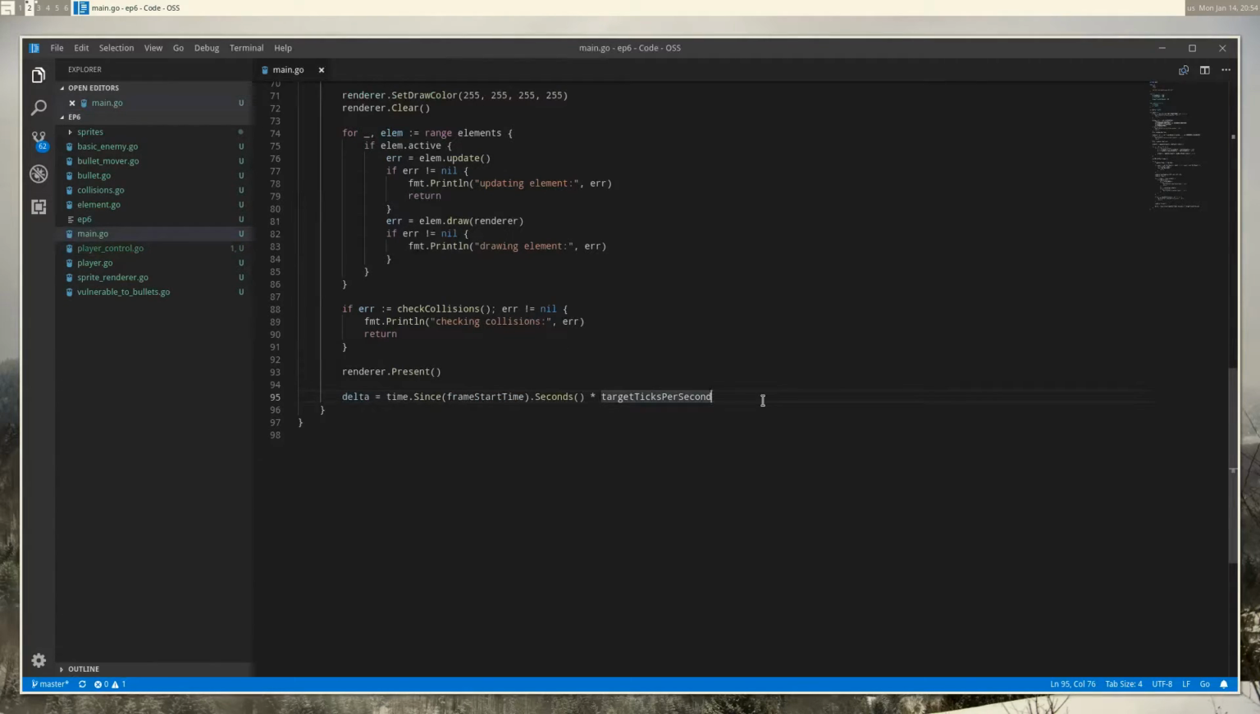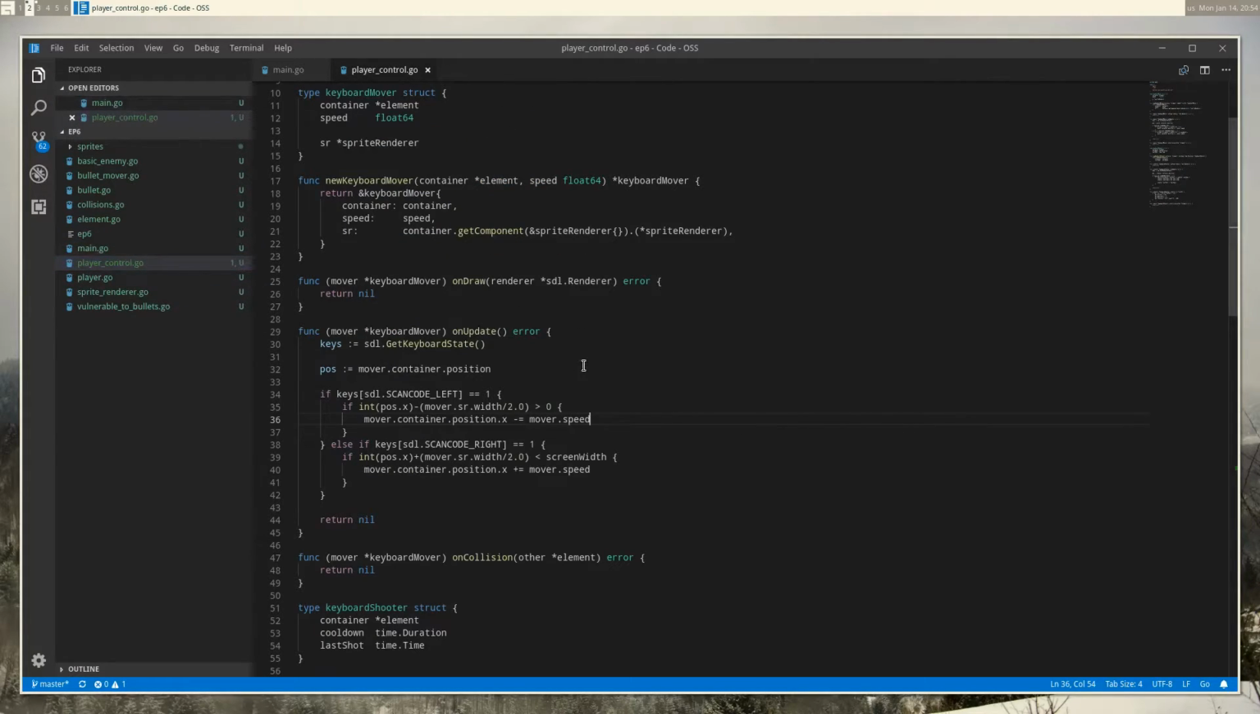Okay, so now that we have our delta value calculated, let's take a look at how we're going to use it. It's actually very simple. Let's go to our keyboard mover script again. Right now we're moving at a constant speed that doesn't change depending on frame rate. Let's make the speed value relative to how quickly the game is running by multiplying it by the delta. And multiplying makes sense because the delta, remember, decreases as the game runs more quickly, and increases as it runs more slowly. So this is actually all we have to do.